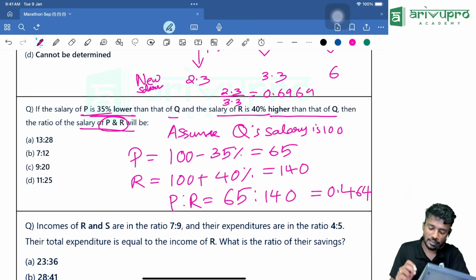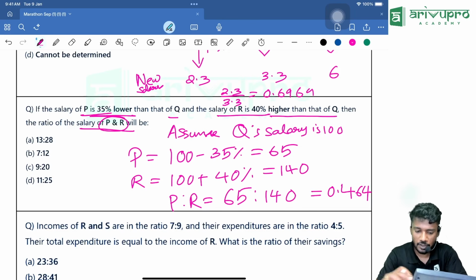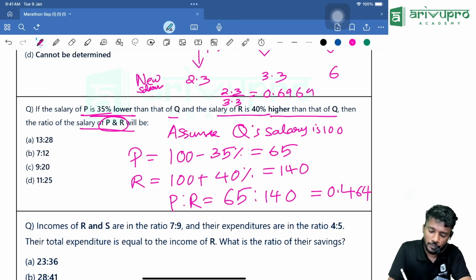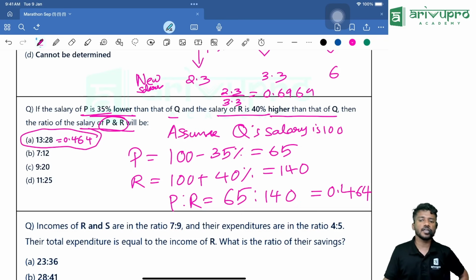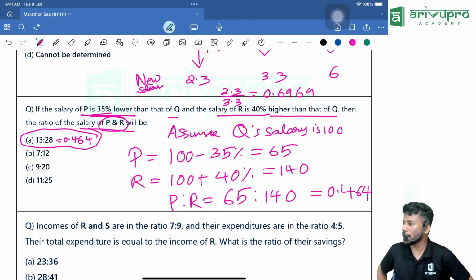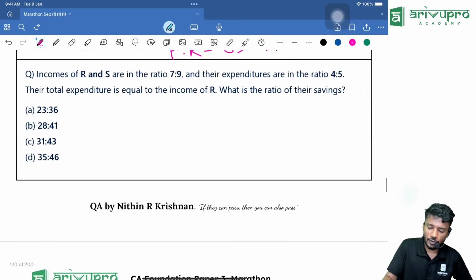0.464, right? Yes. Which option is giving you that? 13 divided by 28 is how much? 0.464. Option A is your answer. This way you can find. Got it down? Yes, down? Yes, yes. Now look at this.